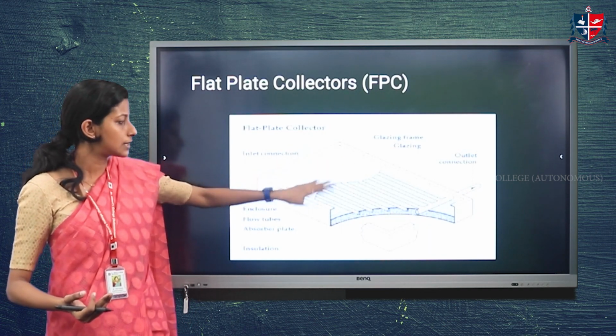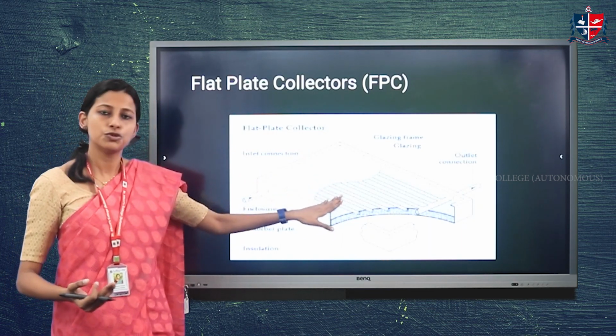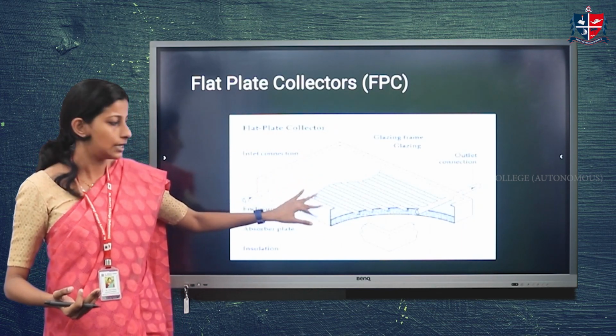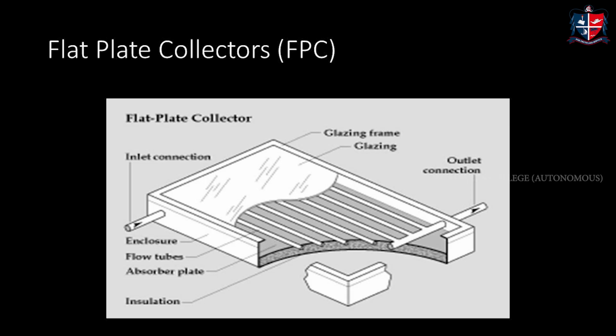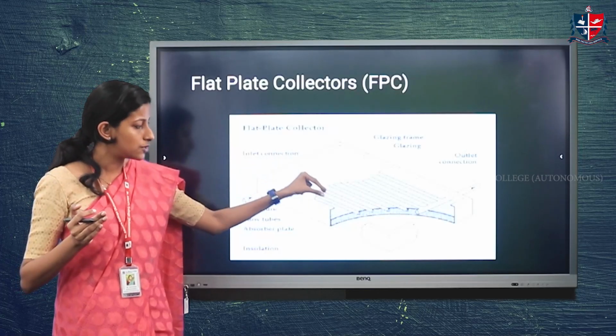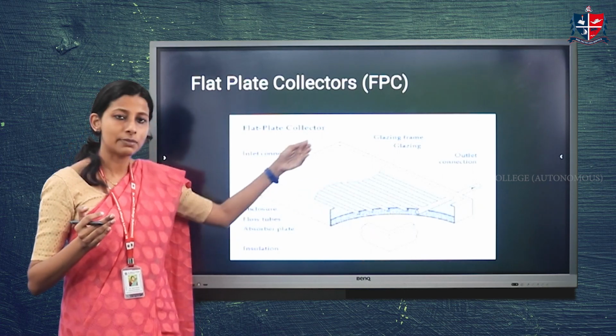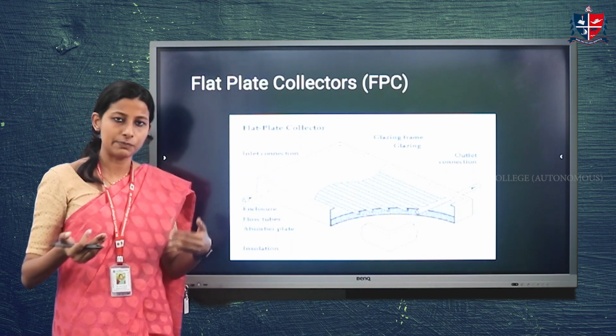After this glass, we confront this black portion. This is called the absorber, as I said. The absorber is surrounded by a lot of tubes or pipes. Through these tubes flows the fluid. The fluid can be water in case of water heating. It could also be air if it is for space heating. So that is the working fluid. The fluid is passed through these pipes, surrounding this black area. The black area is called the absorber.